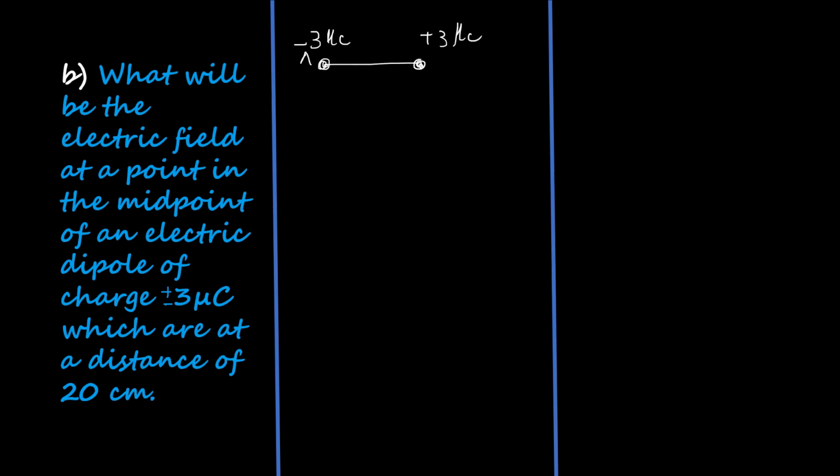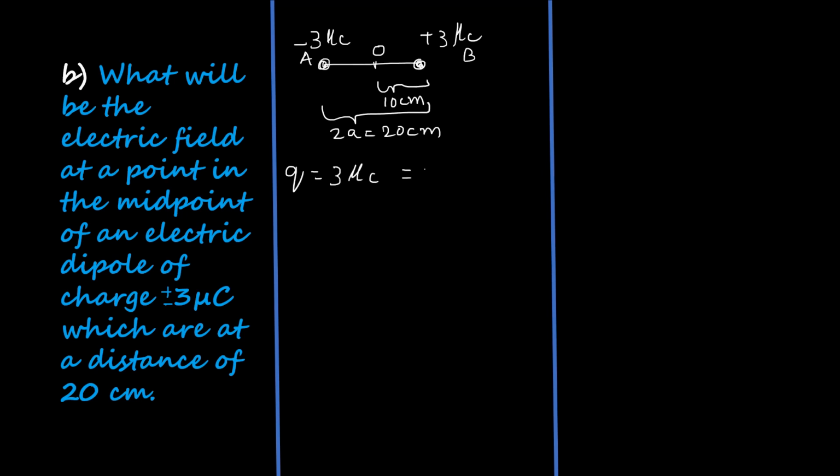Mark the two ends of the dipole as A and B. This is the midpoint of the electric dipole marked O. We have to calculate the electric field at O. Okay, this distance 2A is equal to 20 centimeters. Point O is at a distance of 10 centimeters from both the charges. It is the midpoint. Let us note the data in SI system.